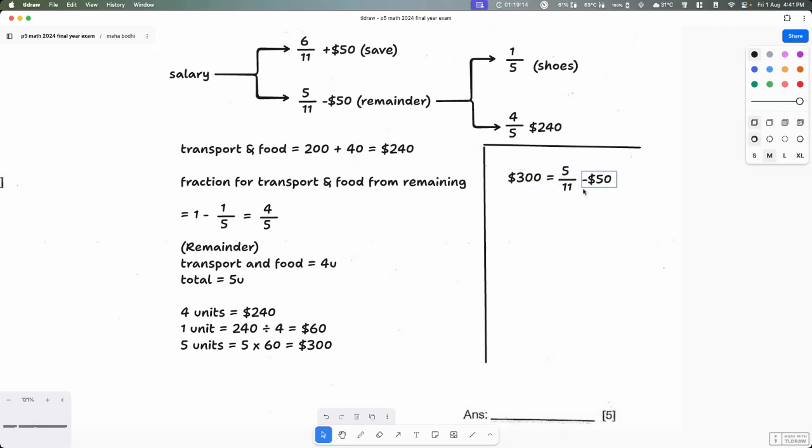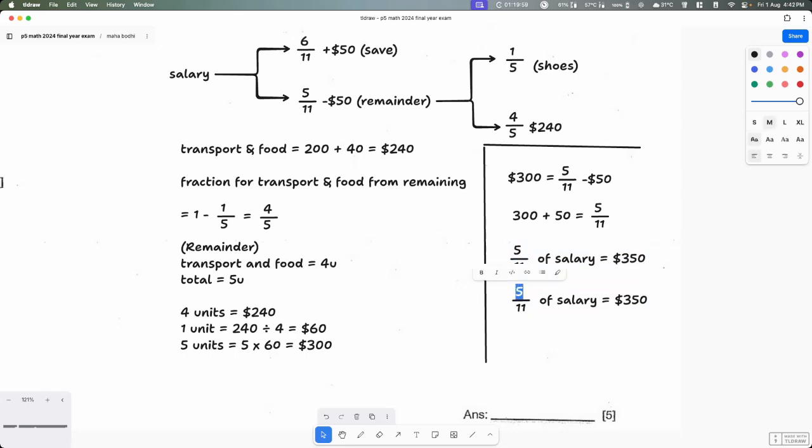So 5/11th of salary. The next part is we just add together. So $300 plus $50 is equal to 5/11th of the salary. And this will then become $350. So 5/11th of the salary is equal to $350, and then 1/11th of the salary is equal to 350 divided by 5, equal to $70.